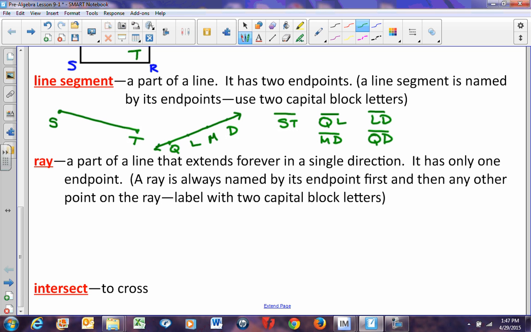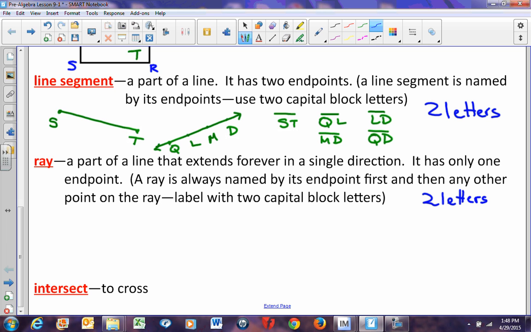A ray is a part of a line that extends forever in a single direction. It has only one endpoint. A ray is always named by its endpoint first and then any other points on the ray. You still only label it with two letters. So a line segment is labeled with two letters. This is important: a ray is only two letters, a line is only two letters. Don't be adding extra letters you don't need.